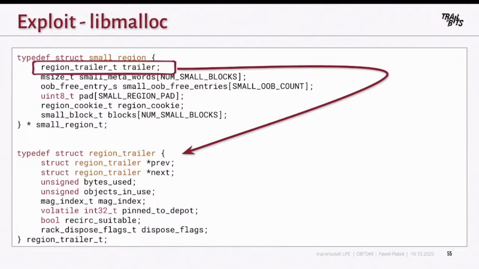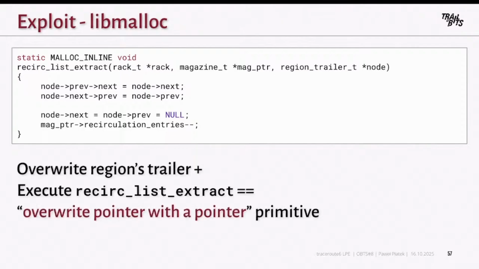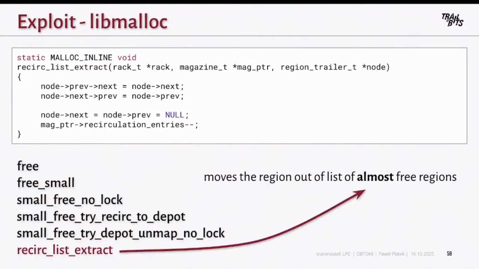The region starts with two interesting pointers, previous and next. These pointers turn out to not be protected by the custom signatures, and they are used in the region's list extract function. That function implements a doubly linked list, taking an element out of it. From an exploit development perspective, it gives us an override-pointer-with-a-pointer kind of primitive, if we can call it. And that function is called when a chunk is freed.